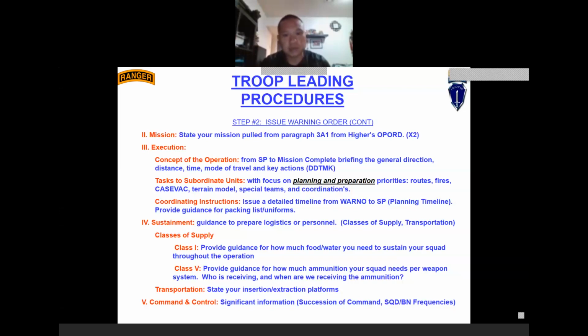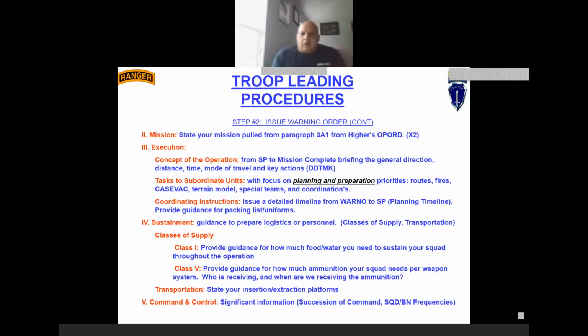So during the warning order, it's more of, hey, make sure everyone has their 2 MREs. Make sure everyone has 4 quarts of water. Make sure everybody has 210 rounds of 5.56. Make sure each 240 has 900 rounds. Make sure each 249 has a minimum of 600 rounds. And so that's letting them know they need to cross load if need be.